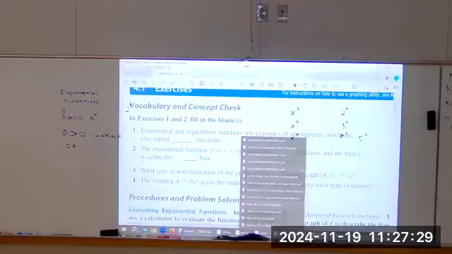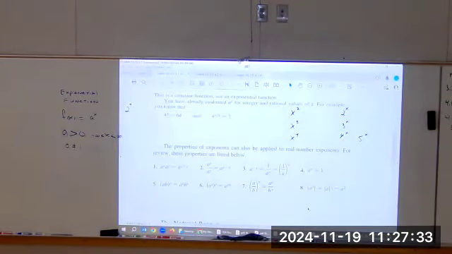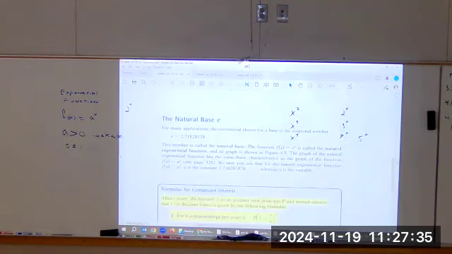Let's get to this one. Right there. Properties of exponents. Here we are.